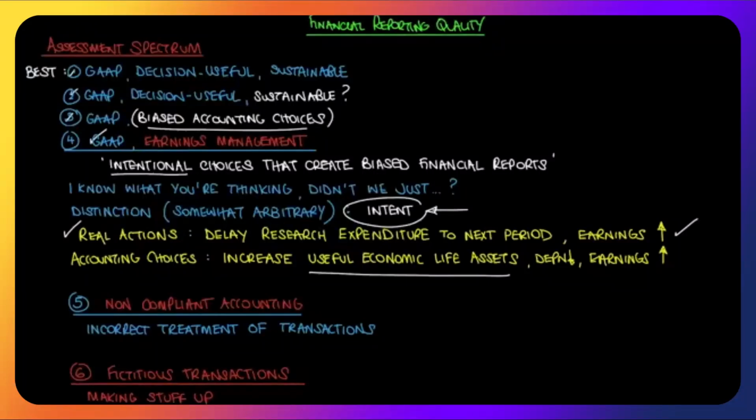Number 5, non-compliant accounting. You can see what we've lost here. We're no longer in line with GAAP. So what they're doing now, for example, is capitalizing research. Well, that's just wrong. You would hope the auditor would pick that up, but there you go. Incorrect treatment of transactions. Down to number 6, where we've not only gone red for the title, we've underlined in red and written stuff in red. Fictitious, obviously, it's just fraudulent. You're just making stuff up.